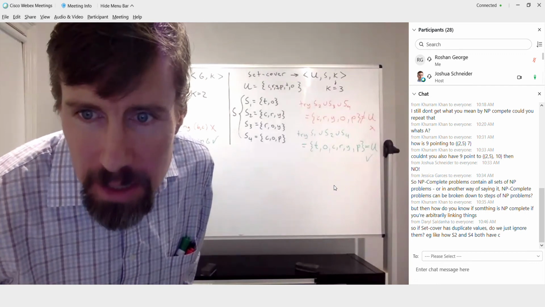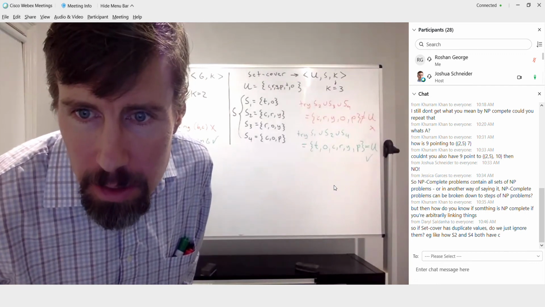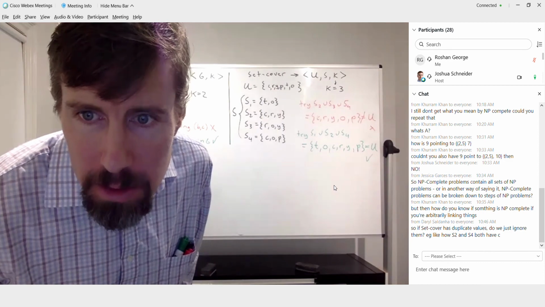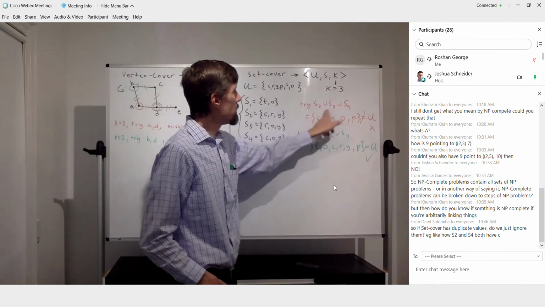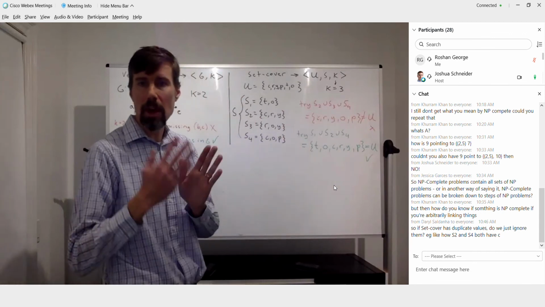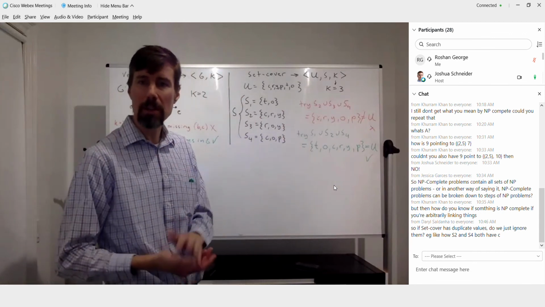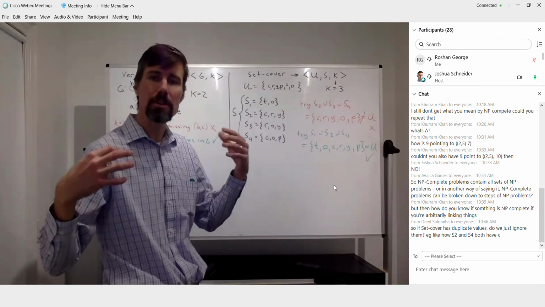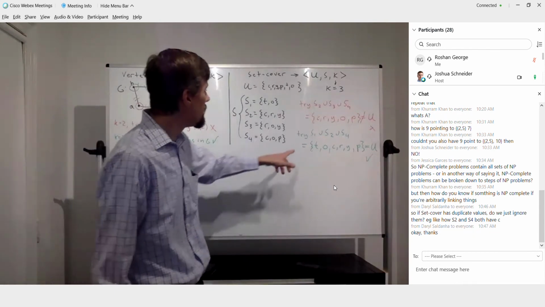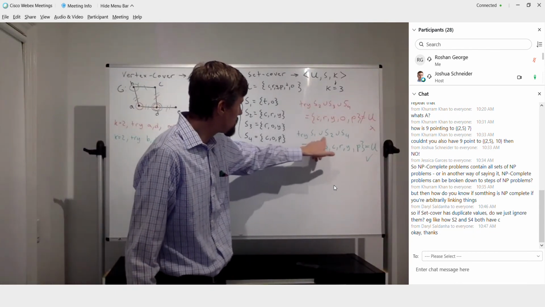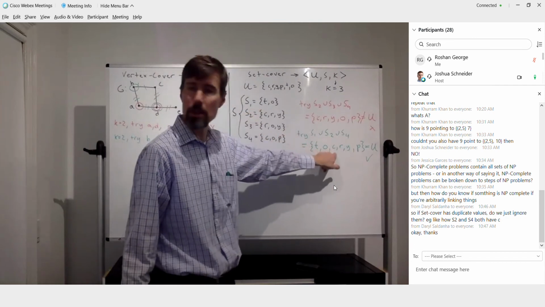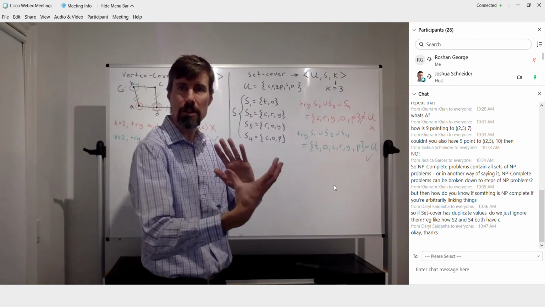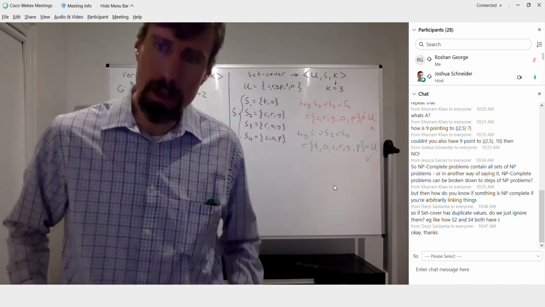Daryl has asked, so if set cover has duplicate values, do we just ignore them? Example, like how S2 and S4 has to, yeah. So it doesn't matter. You're taking the union, right? And whenever you take the union of sets, if you have multiple copies, that doesn't matter, right? Because the set is a collection of unique elements. So because we may have in S1, S2, and S4, for example, two Cs, we only write one of them down because C is a copy of itself. It's the same element, so we only represent it once.